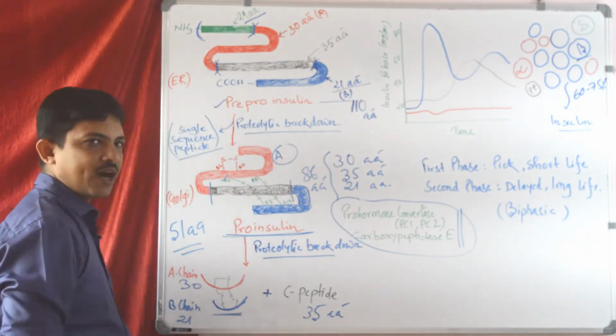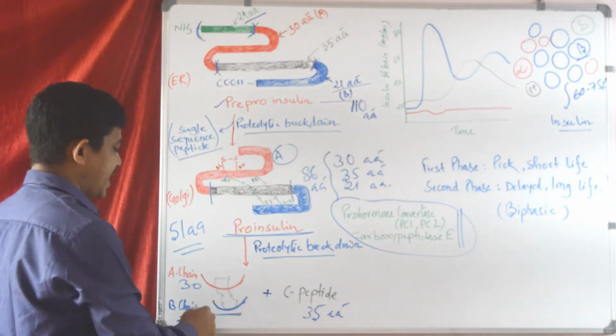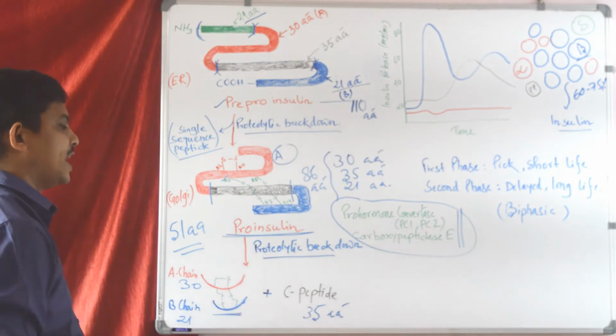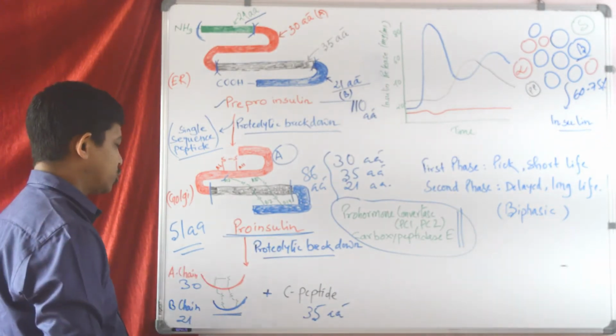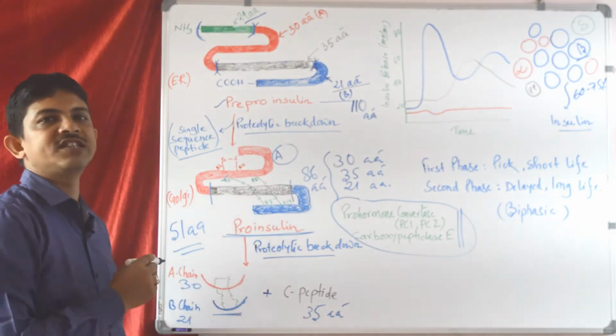and the B chain is composed of 21 amino acids, and the A chain and B chain will be attached with 2 disulfide bonds. Clear? So that is the synthesis of insulin. Hope this is clear to you.